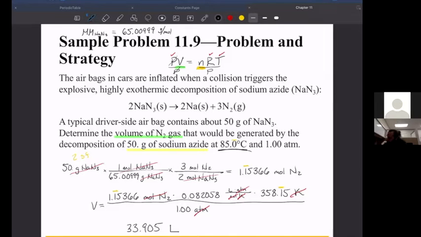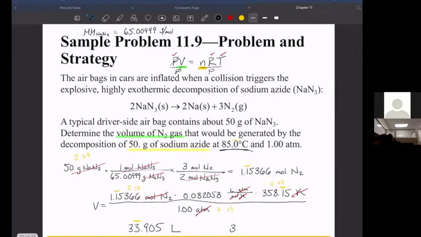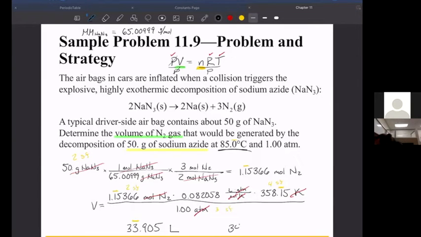That's awesome. Now I need to pay attention to sig figs. For my moles of nitrogen, I have 2 sig figs. I have 4 for my temperature measurement, and I have 3 for my pressure measurement. So then how many will be in my final answer? I'll have to round it to 2 sig figs, right? Whichever one is fewer. So 34 liters of nitrogen gas in a typical airbag.